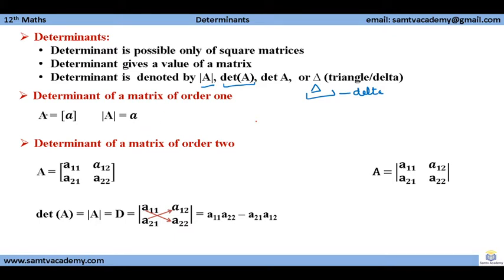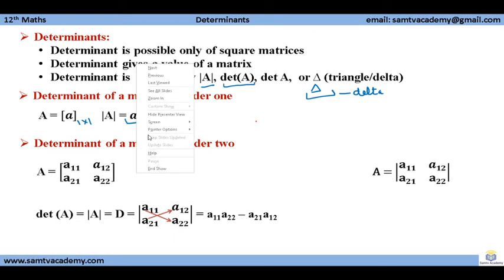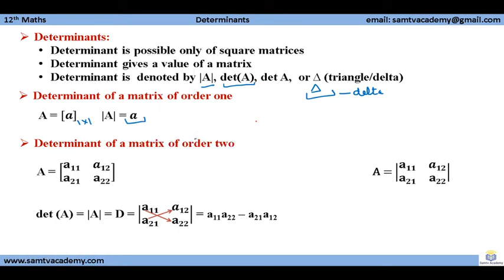If we are taking any matrix that is 1 by 1, this is a 1 by 1 square matrix, so its value will be that element only. Now the determinant for a two order matrix. If we are taking a 2 by 2 matrix, this is a 2 by 2 matrix. So for a 2 by 2 matrix, how to solve?